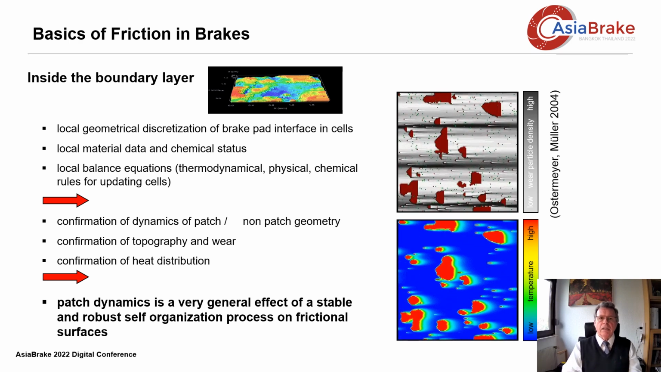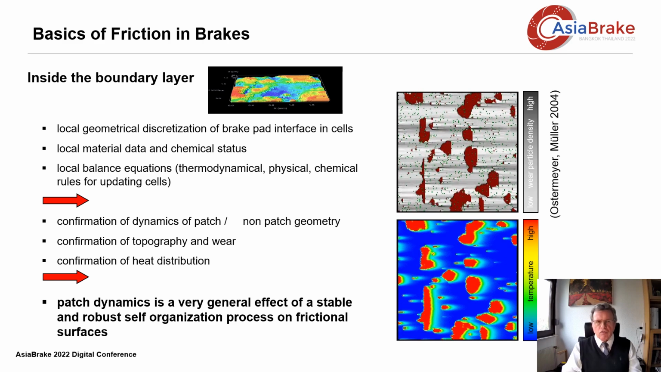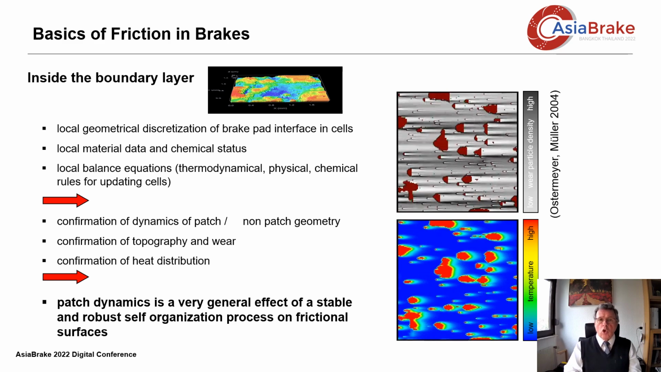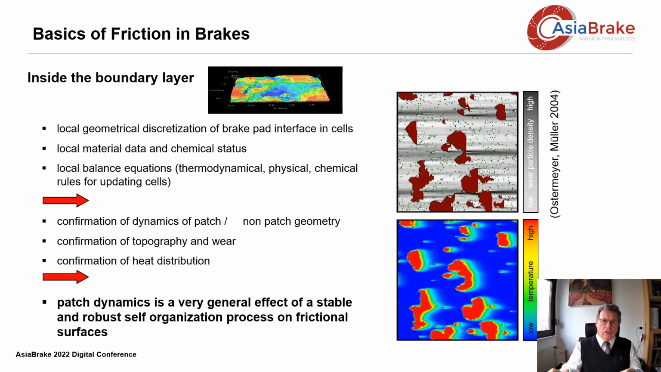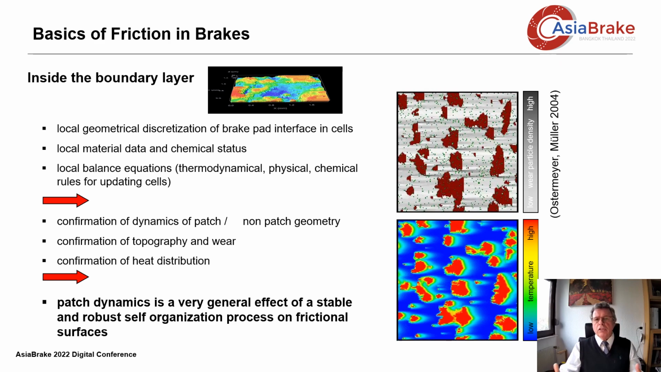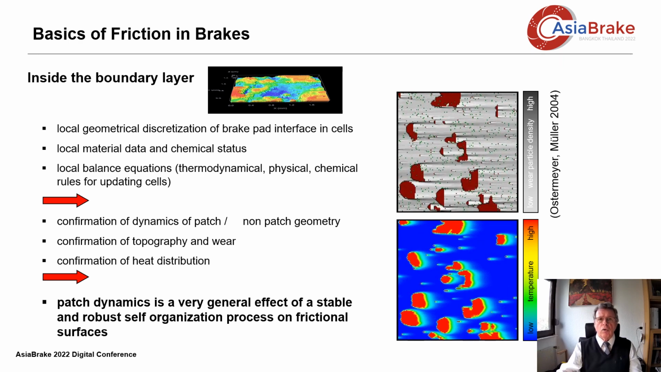This patch dynamic is a very stable self-organization effect we found in many other tribological contexts too, for instance, on artificial hip joint shells or on railroad tracks, where these patches appear as a wide, hard layer, at least causing the periodic ripples in the rail wheel contact you have surely heard about.